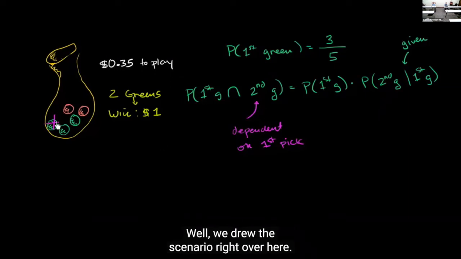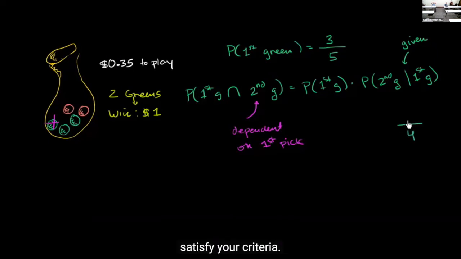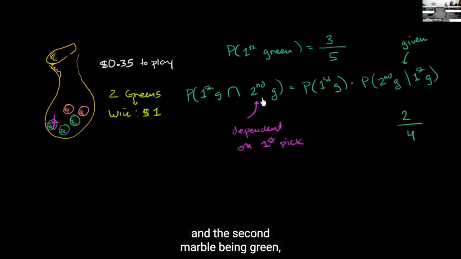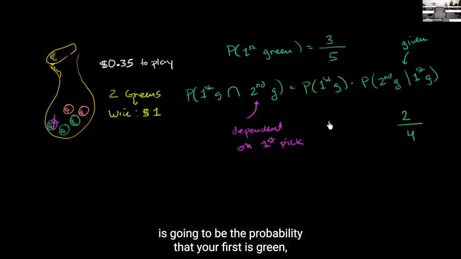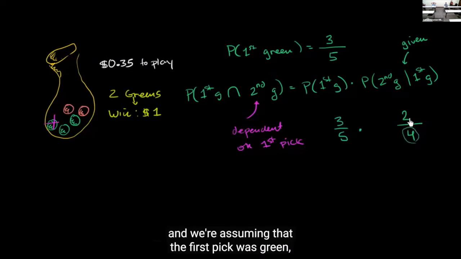Well, we draw through the scenario right over here. If the first marble is green, there are 4 possible outcomes, not 5 anymore, and 2 of them satisfy your criteria. So the probability of the first marble being green and the second marble being green is going to be the probability that your first is green, so it's going to be 3/5, times the probability that the second is green, given that the first was green. Now you have 1 less marble in the bag, and we're assuming that the first pick was green, so you only have 2 green marbles left.